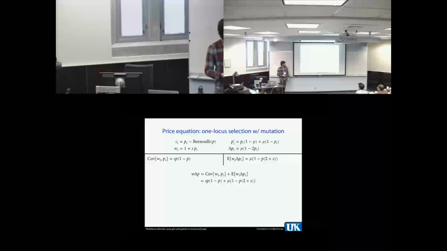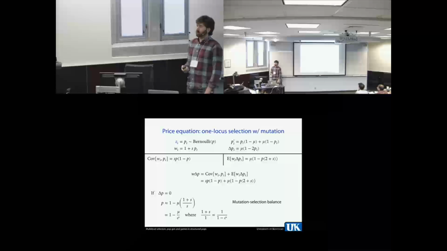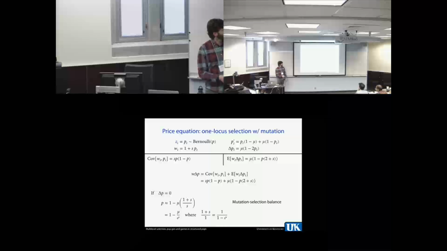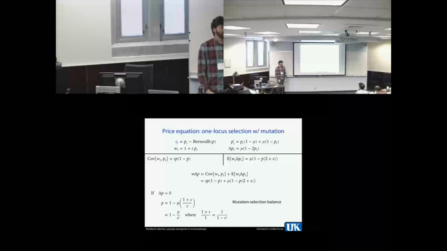And to show you that it gives something you're probably used to seeing, set this equal to 0 to look at when you get a balance between mutation and selection. Here, individuals who have the allele have a benefit, but there's some mutation away from that beneficial allele to the deleterious allele. So you set it equal to 0, assume that mutation rates are small, and then if this is the detriment of the deleterious allele, it's basically 1 minus the mutation rate over that selection coefficient. That's a classic result from population genetics.